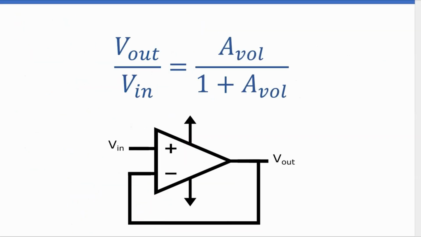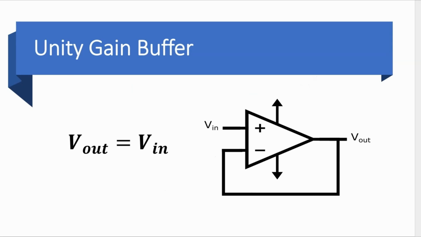So what we get is the ratio of Vout over Vin is equal to the open loop gain divided by 1 plus the open loop gain. Now, what happens if AVOL is a very big number and in fact is approaching infinity? Well, the 1 plus in the equation here has very little effect on the value of the ratio. And so what we end up with in the equation is AVOL over AVOL, which is equal to 1. And so for this unity gain buffer or voltage follower circuit, Vout is equal to Vin.